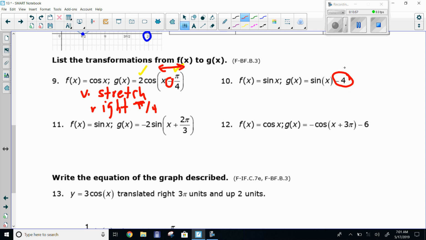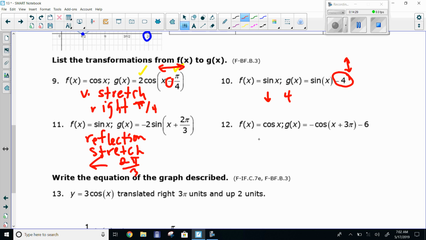So if it's the number at the end outside of the parentheses, that's a vertical shift, and since it's negative, that just means it's going to go down 4. Next, the sine to the sine. So we've got the -2. So first, the negative is the reflection. The 2 is the stretch. And then the 2/3 is the horizontal shift, and this time it's going to go left 2 pi thirds.